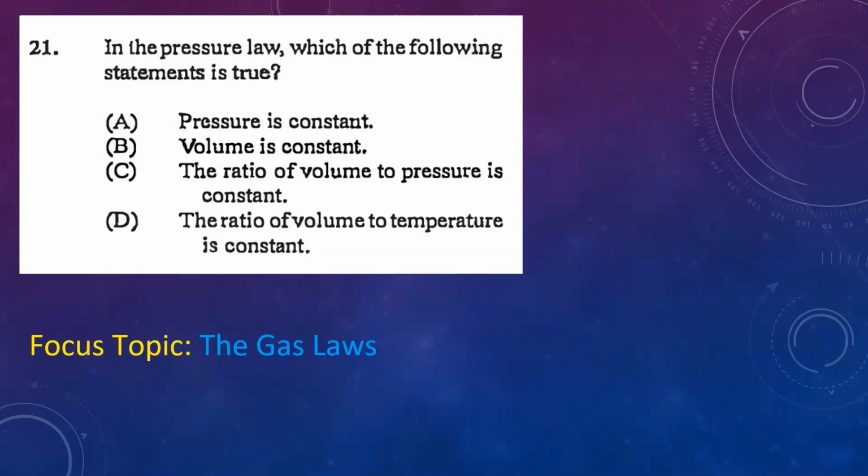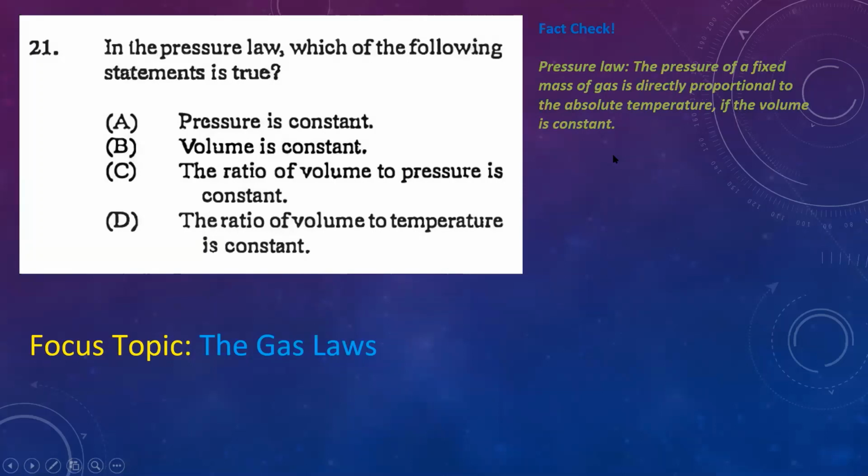Number 21, in the pressure law, which of the following statements is true? What does the pressure law say? The pressure law states that the pressure of a fixed mass of gas is directly proportional to the absolute temperature if the volume is constant. So we have mass is constant and also volume. So pressure is constant, that's not correct. Volume is constant, that is correct. The answer is B.